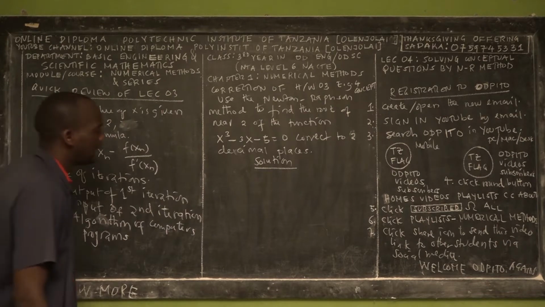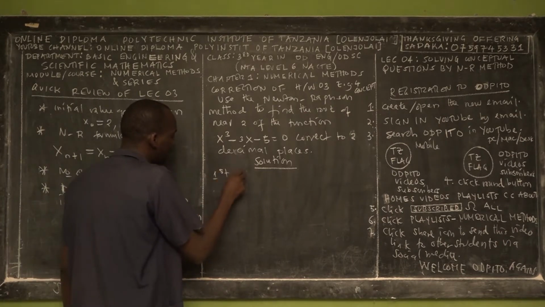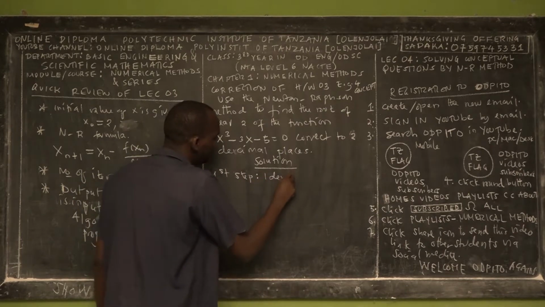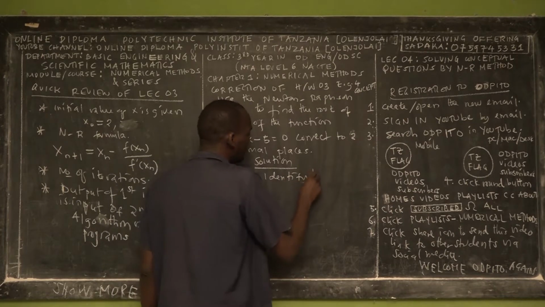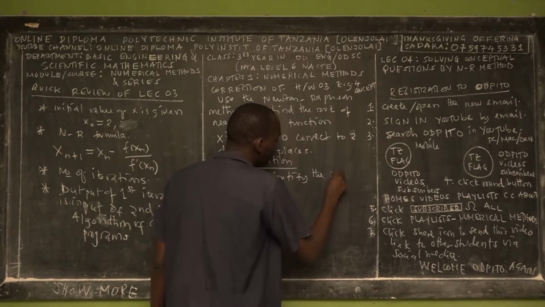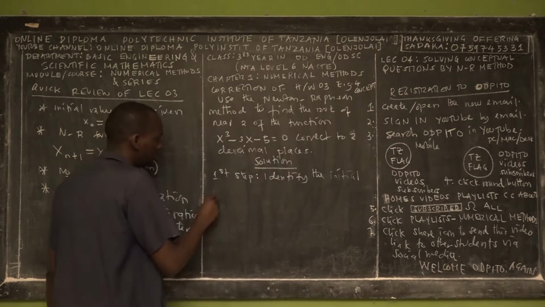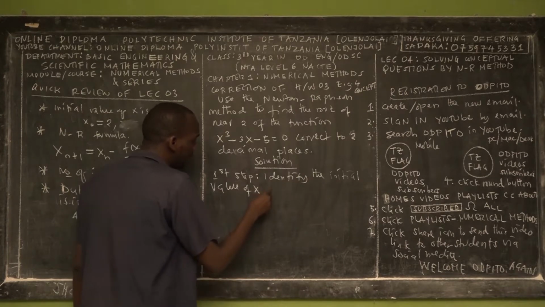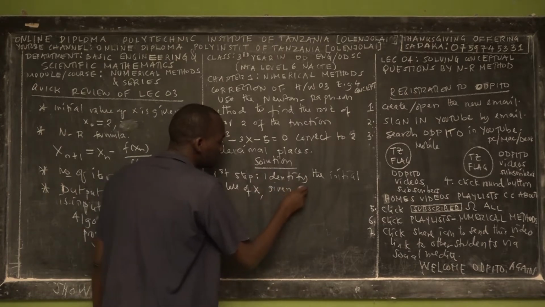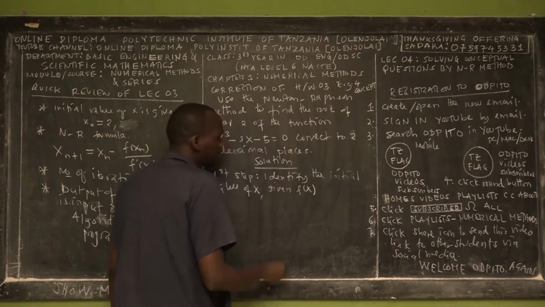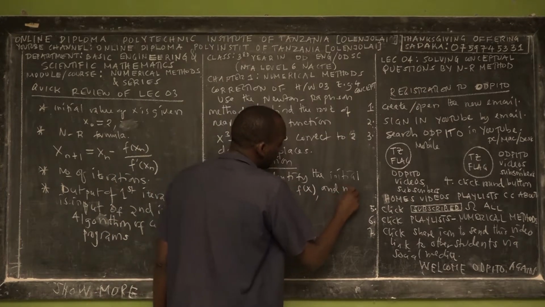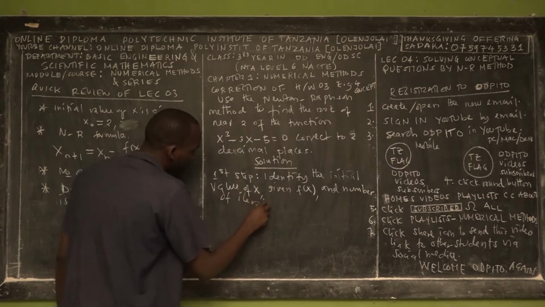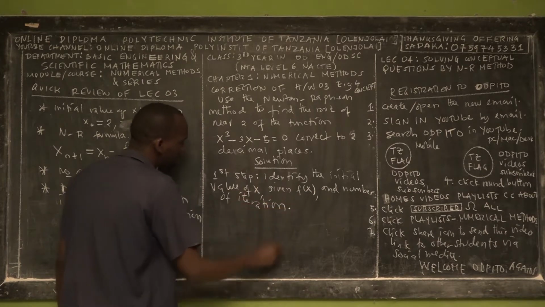In the previous lecture, I told you that the first step of solving this question is to identify the initial value of x, because the independent variable is x. Identify also the given function, which is f of x in most cases, and the number of iterations. Those are the pieces of information which were given in the previous example.